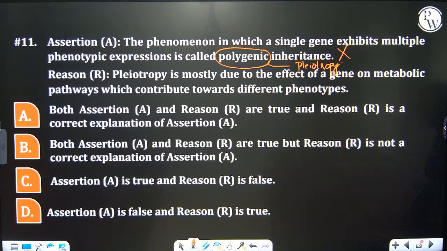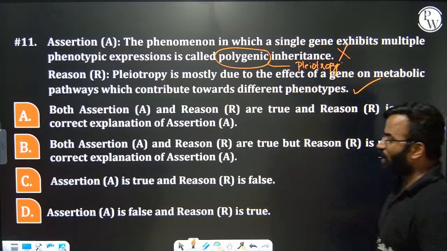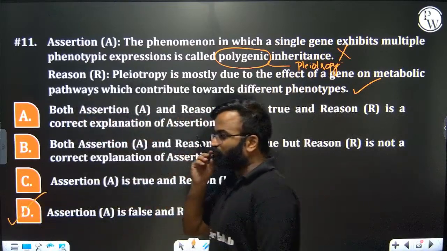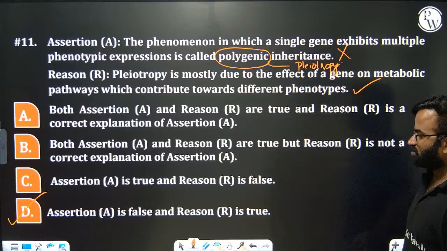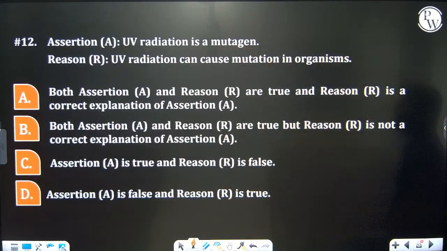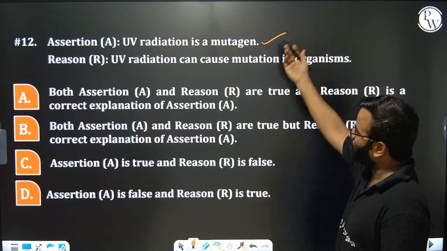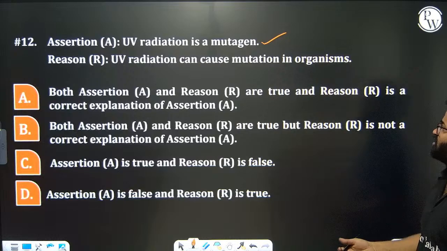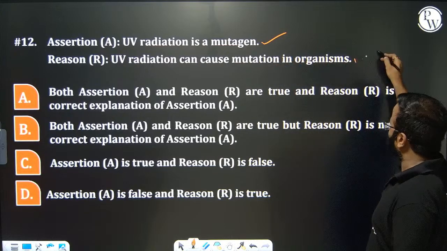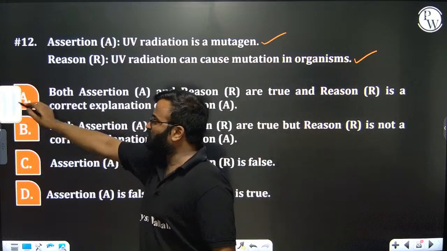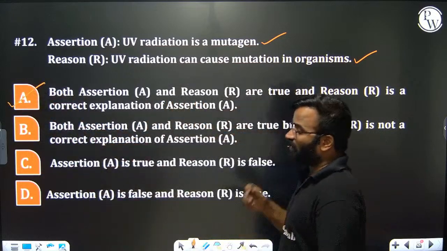Pleiotropy is mostly due to the effect of a gene on metabolic pathways which contribute towards different phenotypes, which is true. So the answer, fourth one, that is assertion is false and reason is true. So I would go with the fourth one as the answer. Let's go through the next question. UV radiation is a mutagen. True. UV radiation can cause mutation in an organism, that's why it is a mutagen. So both the statements are true and it is the right explanation as well.